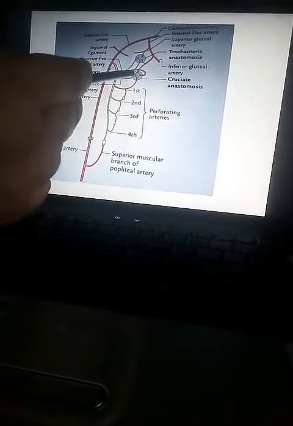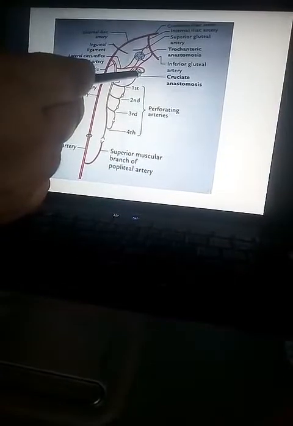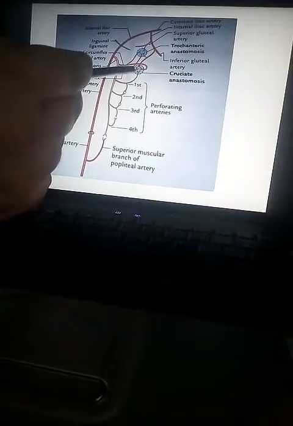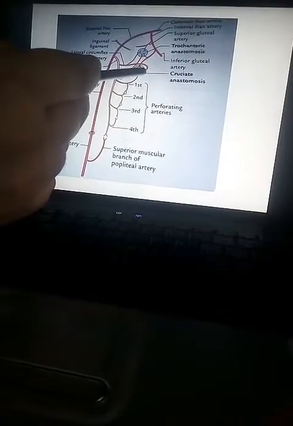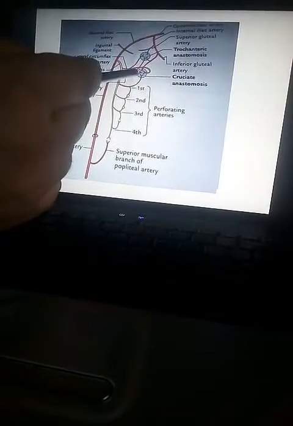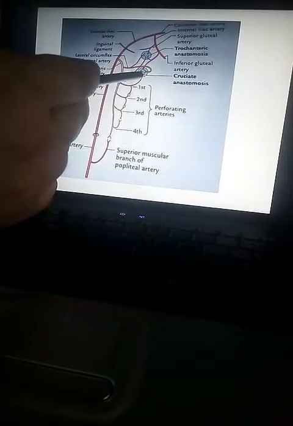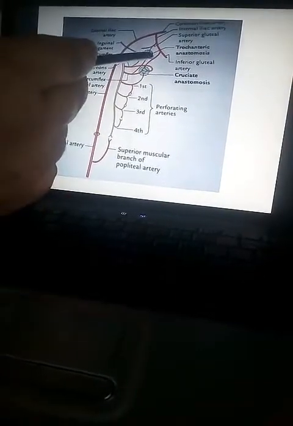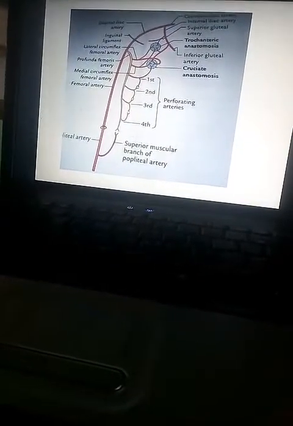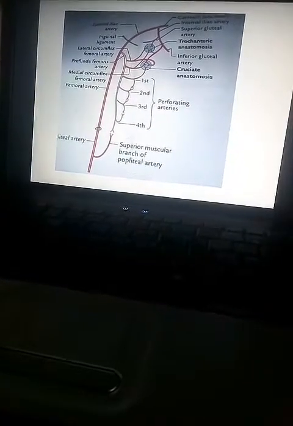Another is the cruciate anastomosis. It is formed by the transverse branch of the medial circumflex femoral artery, transverse branch of the lateral circumflex femoral artery, ascending branch of the first perforating artery, and descending branch of the inferior gluteal artery. So these anastomoses are very important to supply the whole of the thigh.